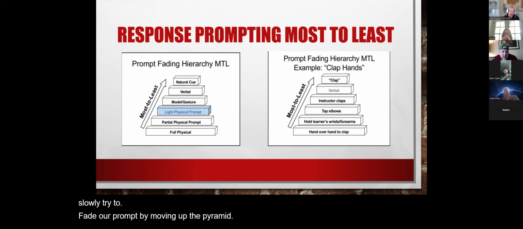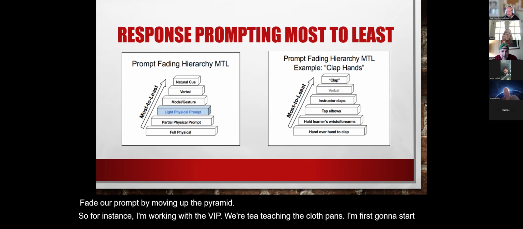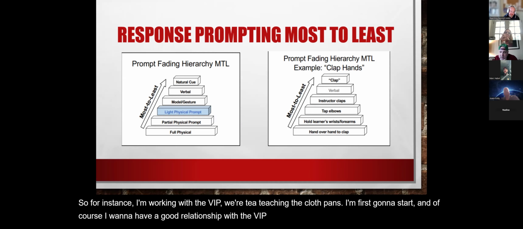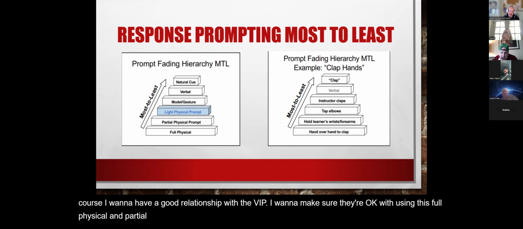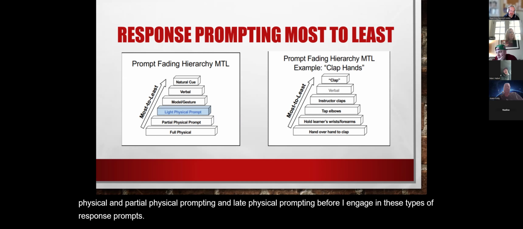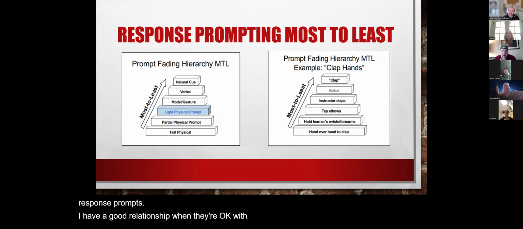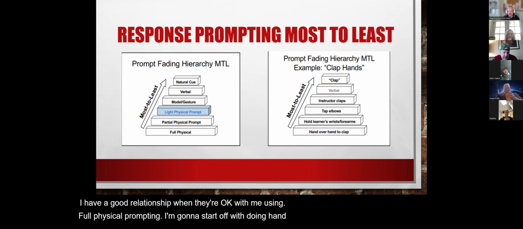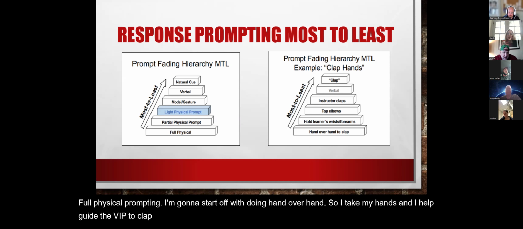So for instance, I'm working with the VIP, we're teaching the clap hands. I'm first going to start, and of course I want to have a good relationship with the VIP. I want to make sure they're okay with using this full physical and partial physical prompting and light physical prompting before I engage in these types of response prompts. If I have a good relationship and they're okay with me using full physical prompting, I'm going to start off with doing hand over hand. So I take my hands and I help guide the VIP to clap their hands. And I provide praise or reinforcement to engage in that behavior.